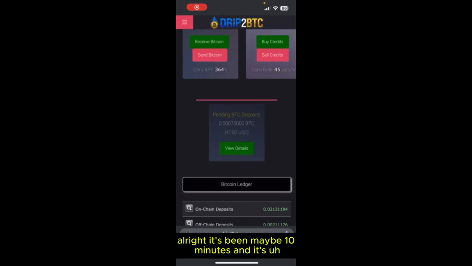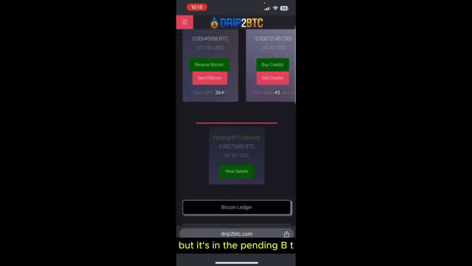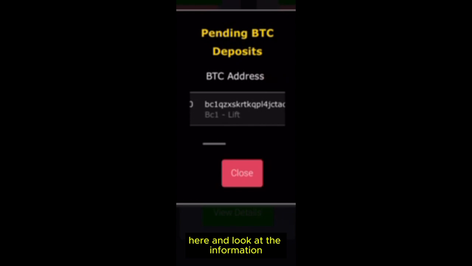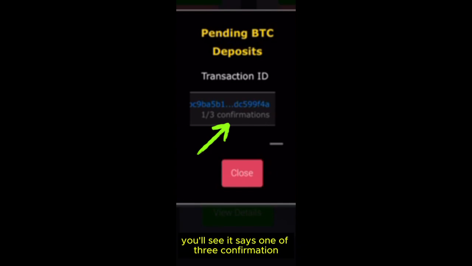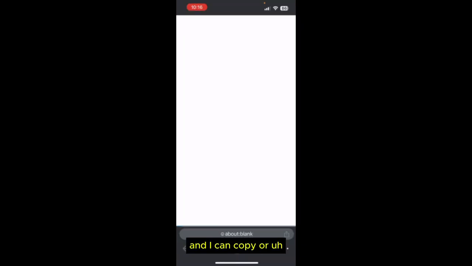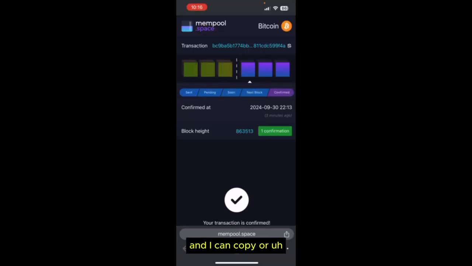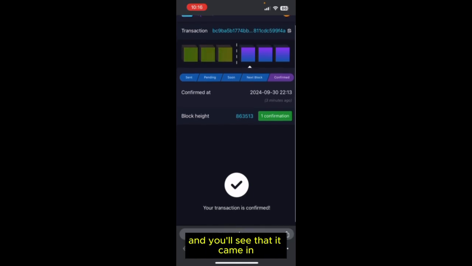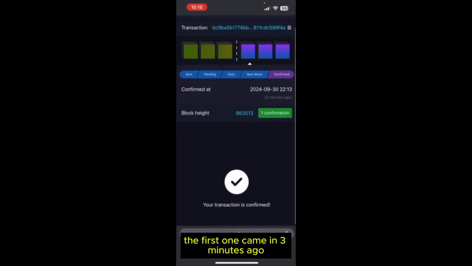All right, it's been maybe 10 minutes and it's showing up already on the dashboard, but it's in the pending BTC deposits. So if I come here and look at the information, you'll see it says 1 of 3 confirmations, and I can copy or just go to that mempool transaction hash, and you'll see that it came in. The first one came in 3 minutes ago.